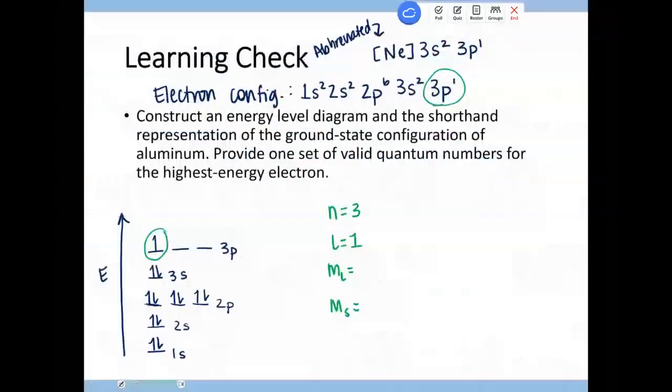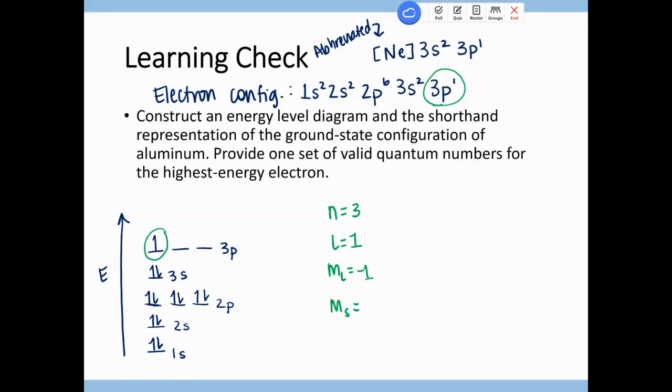How about ML? -1, 0, 1. Any of those three is fine. So we won't be matching specific ML values with orientations. We don't know. We haven't specified if this is the 3Px, y, or z. So any of those three values are fine for ML. I will choose -1.